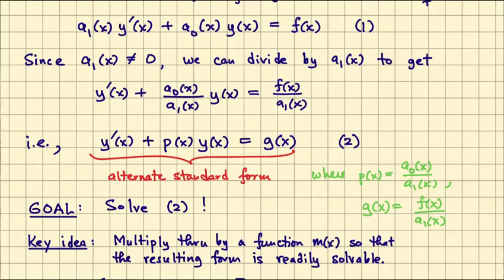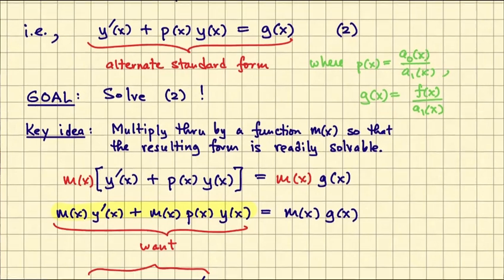The idea here is that we're going to be a little creative, just following what people that came before us did. We would love to multiply equation 2 through by a function that we'll call m of x, m for multiply, so that the resulting form is readily solvable. Because if you just stare at equation 2, where p is known, g is known, and y is not known, I really don't know what to do to try to solve this equation. It's not separable. I can't just separate the variables and integrate. I don't have that many tricks in my bag. So what do I do?